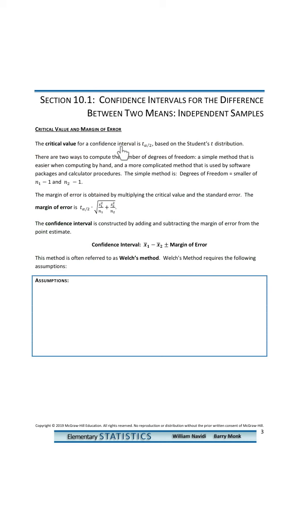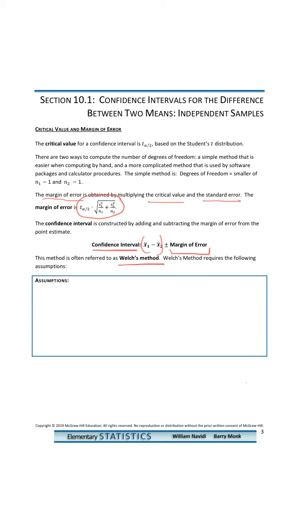The critical value for a confidence interval is based on the Student t distribution. There are two ways to compute the number of degrees of freedom. The simple method is to take the degrees of freedom as the smaller of n1 minus 1 and n2 minus 1. The margin of error is obtained by multiplying the critical value and the standard error. So this is the margin of error. Then add or subtract the margin of error from the point estimate to find the confidence interval. This method is known as the Welch method, and it requires the following three assumptions.